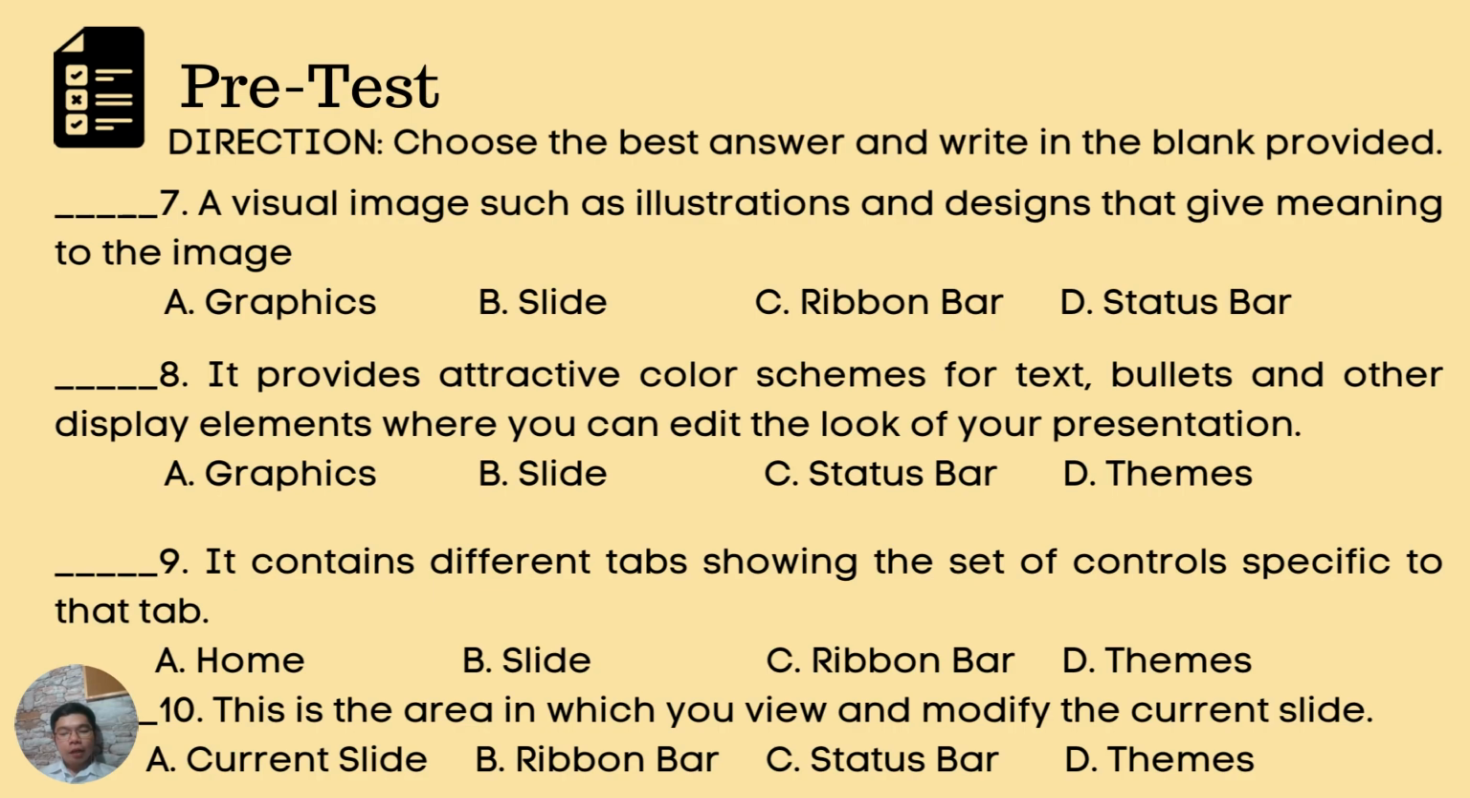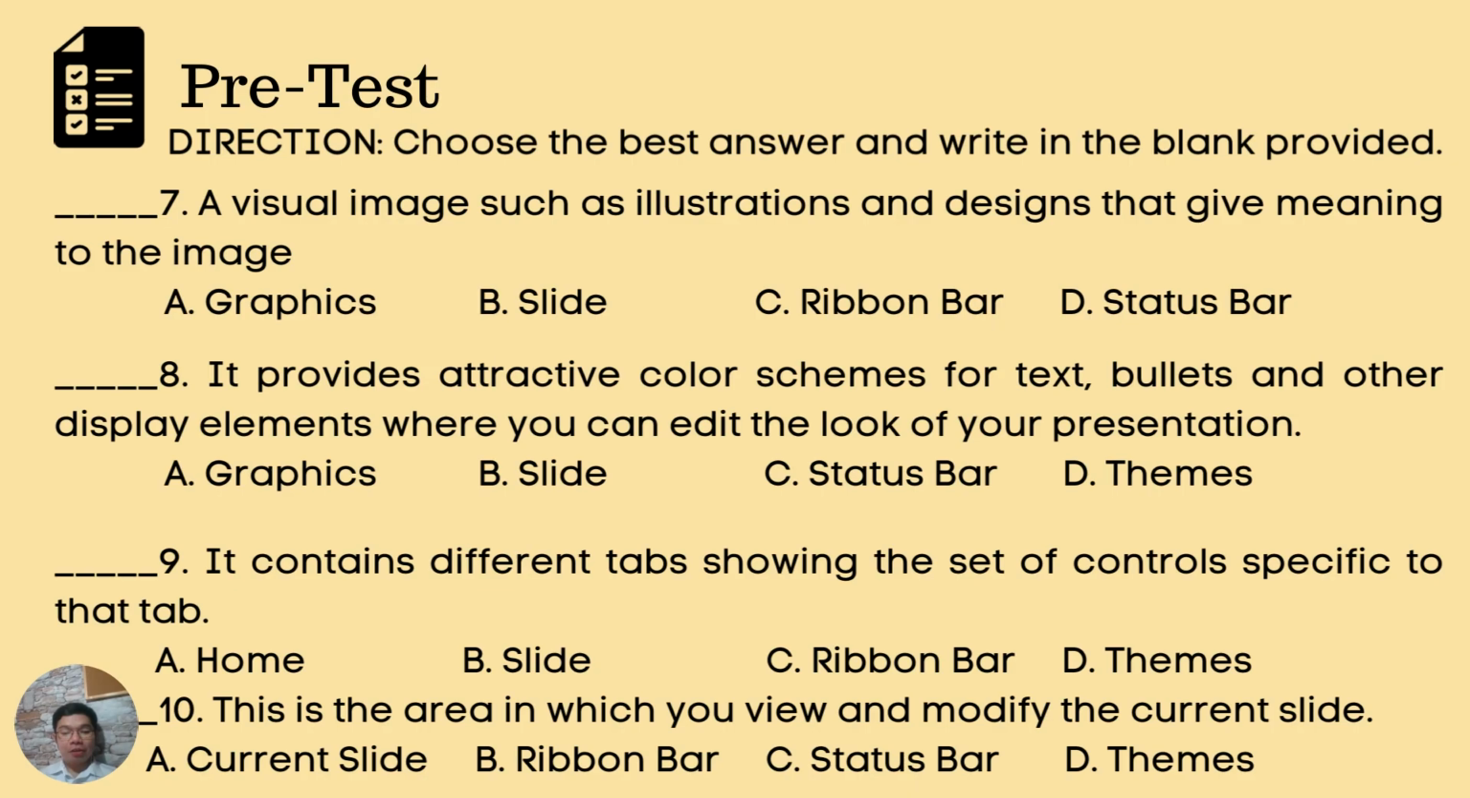9. It contains different tabs showing the set of controls specific to that tab. A. Home. B. Slide. C. Ribbon bar. D. Themes. 10. This is the area which you can view and modify the current slide. A. Current slide. B. Ribbon bar. C. Status bar. D. Themes.